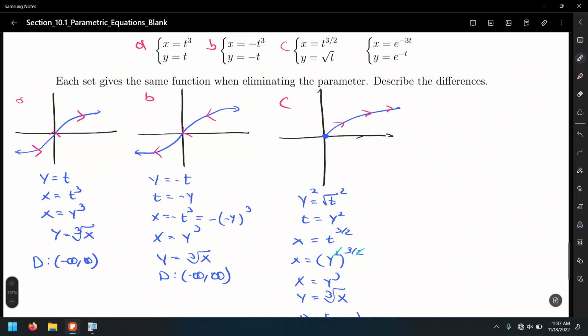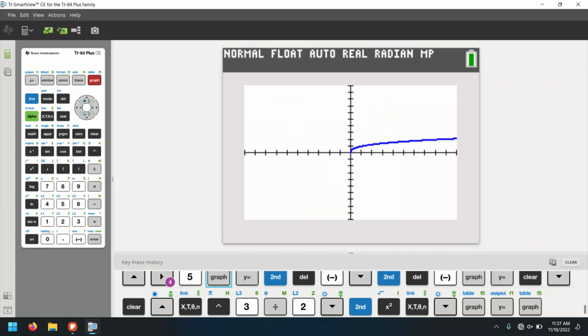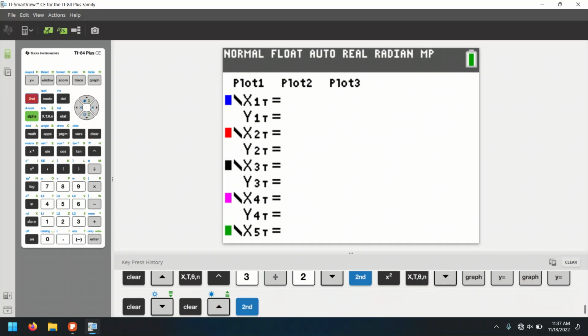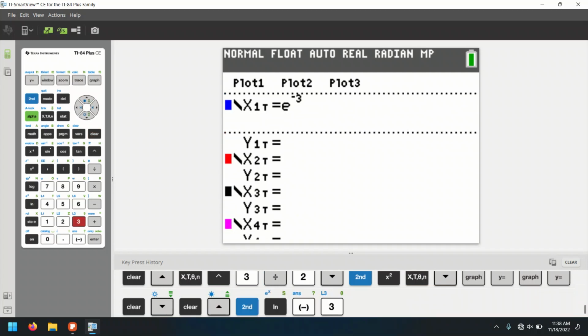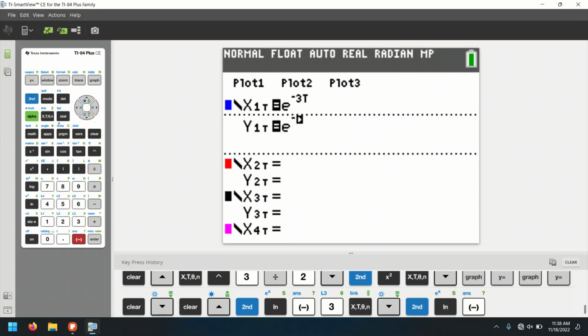And we have one more. x equals e to the negative 3t and y equals e to the negative t. That doesn't look close to anything that we had before, and it doesn't even look like this is parameterizing the cube root of x. But trust me, it is. Let's graph the parametric equations, and in this case, e to the negative 3t and e to the negative t. Okay, let's graph. And again, don't blink.